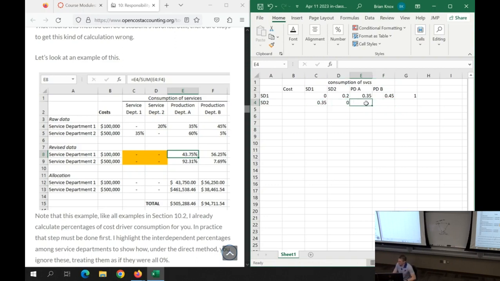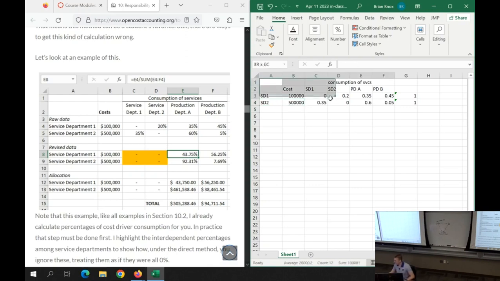All right, nice and easy. Okay, I'm copying over 0.5, 0.6 here. 60% of Service Department 2's work is for Production Department A, and 5% of its work is for Production Department B. So check figure, make sure I copy everything over right. Yeah, good. Okay, and the costs, $100,000 and $500,000. So Service Department 1 accumulates $100,000 of cost. Service Department 2 accumulates $500,000 of cost. We're trying to figure out where those go.